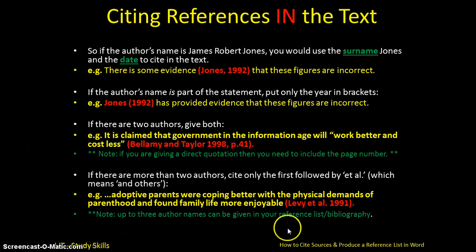Finally here, if there are more than two authors, you cite only the first followed by et al, which pretty much means and the others, and the other people. Because if you had 6 researchers or 8 researchers, you wouldn't want to list those every single time you cited them. For example, adoptive parents were coping better with the physical demands of parenthood and found family life more enjoyable, bracket, Levy et al. They were one of the researchers. The others we can look up in the reference list. And again, we've got the year. There should be a comma in there actually, but we've got the year there. So note, up to 3 authors' names can be given in your reference list bibliography.